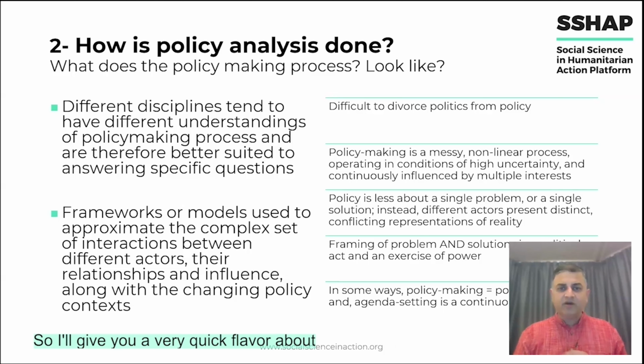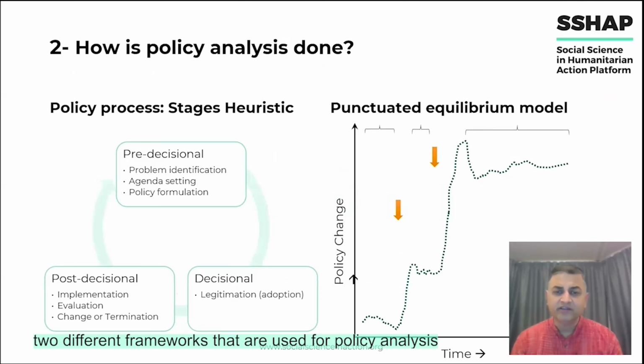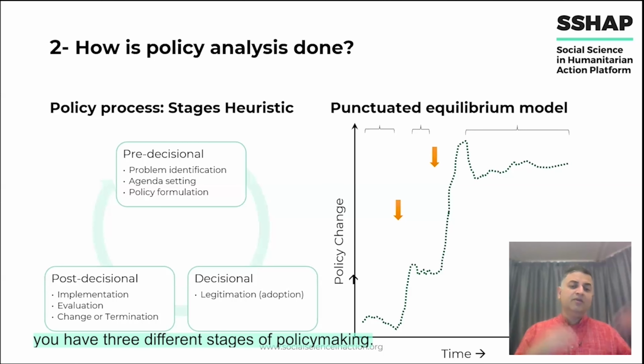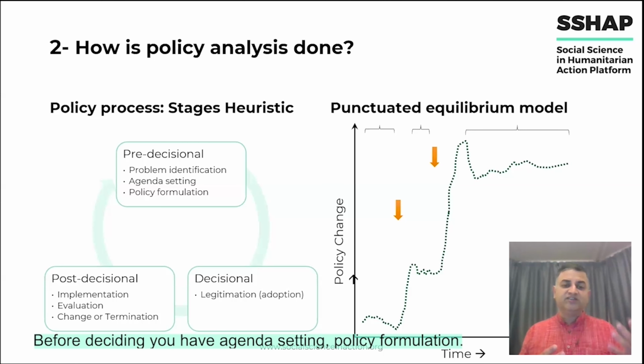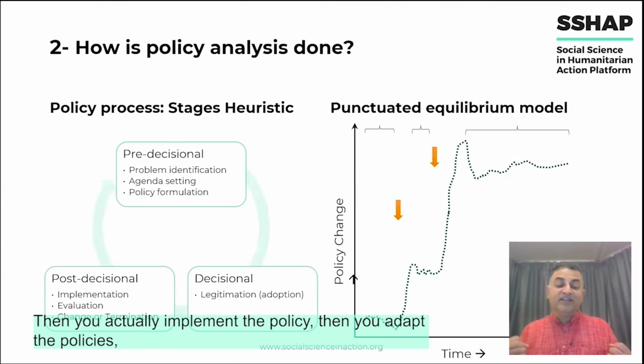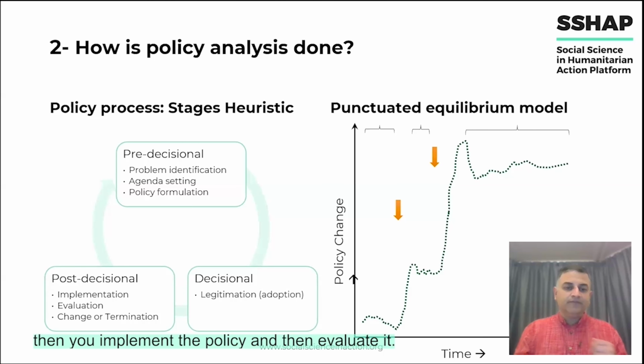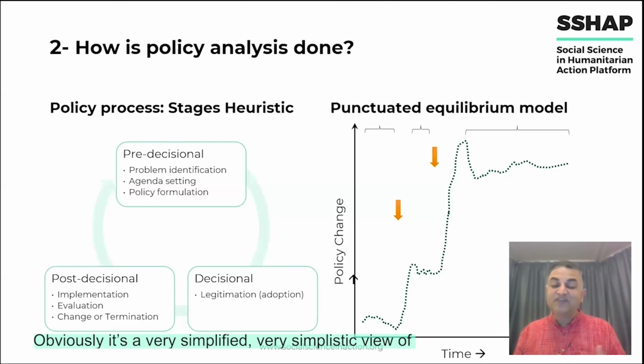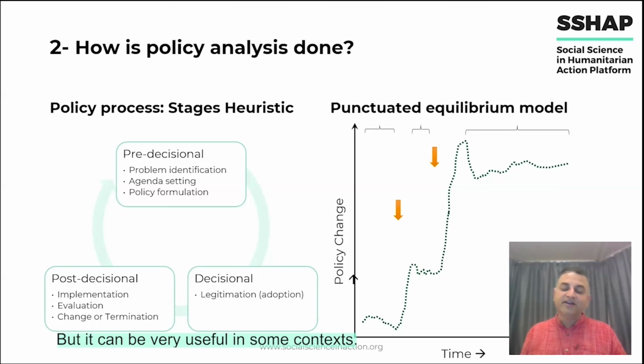I'll give you a very quick flavor of two different frameworks that are used for policy analysis. One is a relatively simple stages heuristic model. You have different stages of policymaking. Before deciding, you have agenda setting, policy formulation. Then you actually implement the policy, and then evaluate it, change it again, and then it goes in the cycle again. Obviously, it's a very simplified, very simplistic way of understanding the supposedly non-linear way of policymaking, but it can be very useful in some contexts.